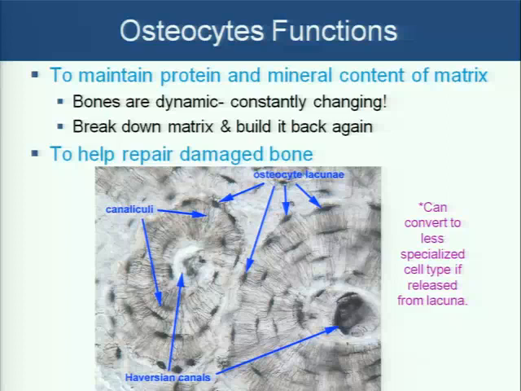Now this is why osteocytes are cool. Even though they're differentiated, mature cells, if for some reason that lacuna, that pocket, breaks down, which happens a lot, you're dissolving bone and rebuilding it, the cell can actually become less specialized. It's like going back in time, and it can become a different cell type and actually go back to an osteoblast.